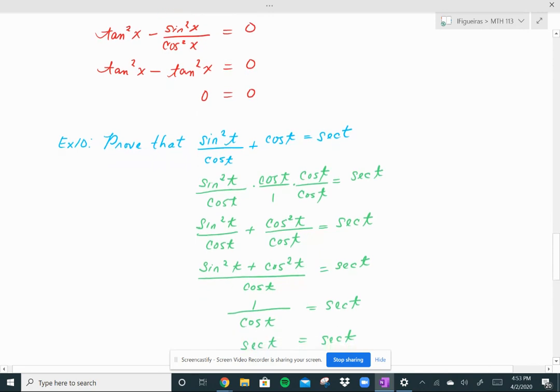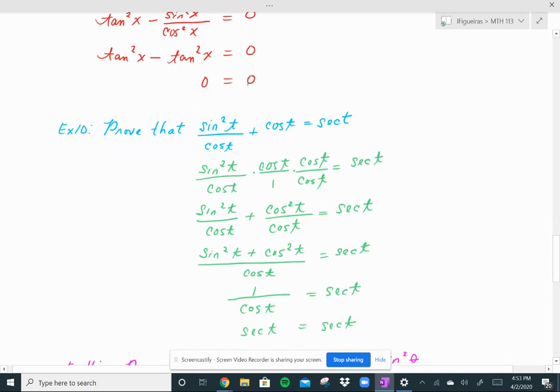All right, here's another proving problem. We have the sine squared of t over the cosine of t plus the cosine of t equals secant of t. So again, we'll manipulate the left side until it looks like the right side. So the first thing I did was to get a common denominator for the two terms on the left, which is cosine of t. So the second expression has to get multiplied by cosine of t over cosine of t. So that leaves me with this line here, sine squared of t over cosine of t plus cosine squared of t over cosine of t.